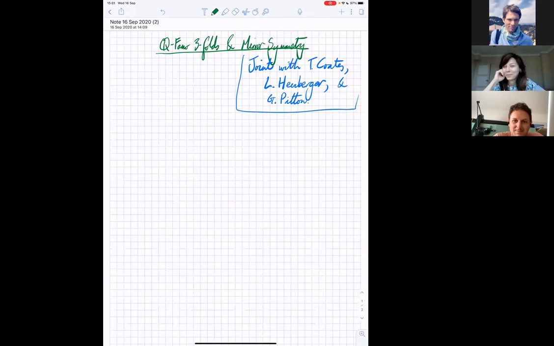So it's very much work in progress that I'm doing with Tom Coates and Liana Heuberger, and also Giuseppe Pitton, who I don't think is talking at this workshop. So we're taking the ideas that we've developed over the past few years in Fanosearch, and we're beginning to explore the terminal Q-factorial Fano threefolds from this viewpoint.